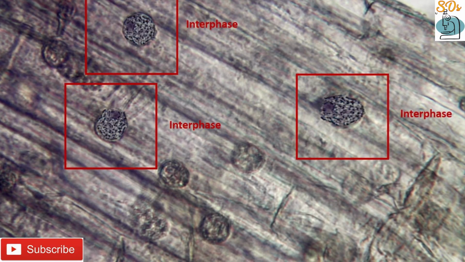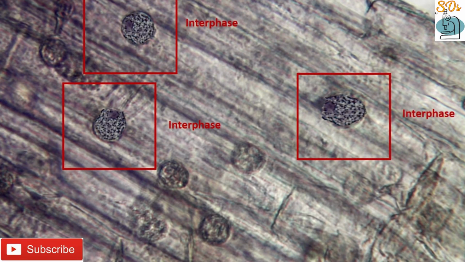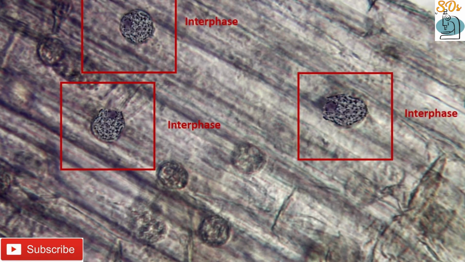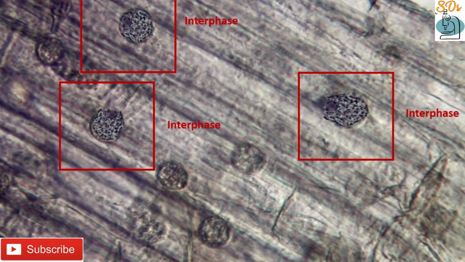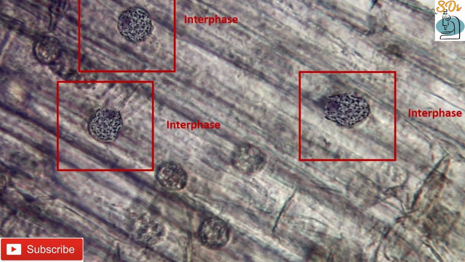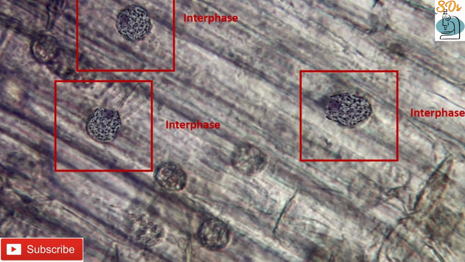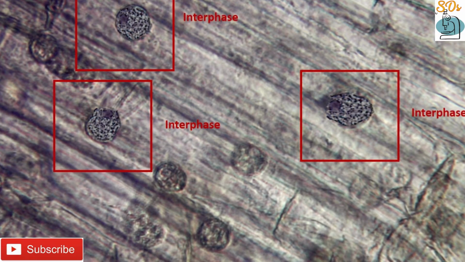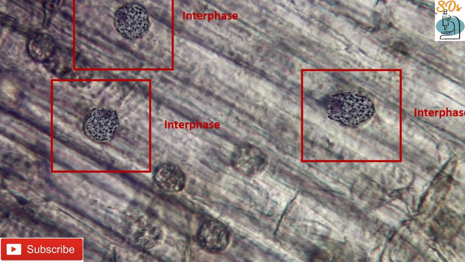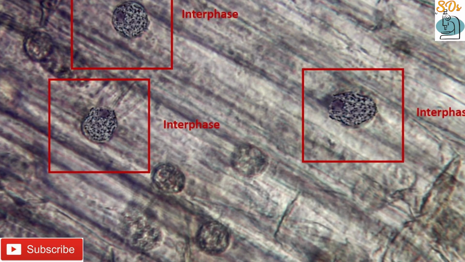Another stage is called the interphase. The stage or phase after the completion of mitosis is called interphase. It is the non-dividing phase of the cell cycle between two successive cell divisions. Mitosis is only one part of the cell cycle. Most of the life of a cell is spent in interphase. Interphase consists of three stages called G1, S and G2. Here we are observing the interphase.